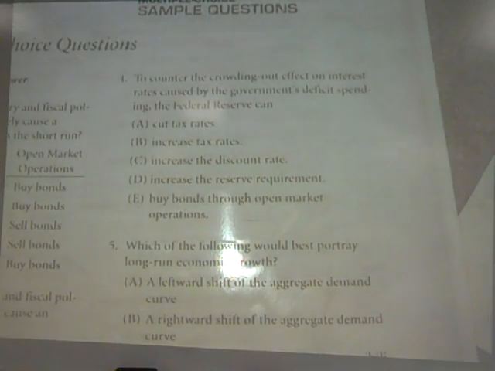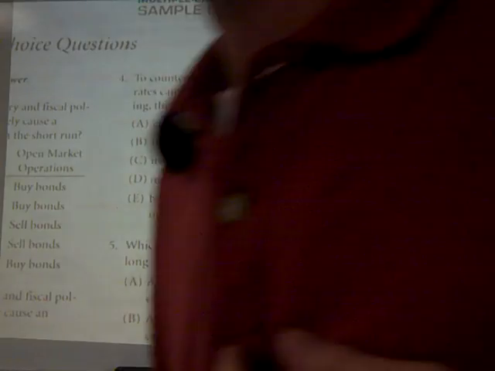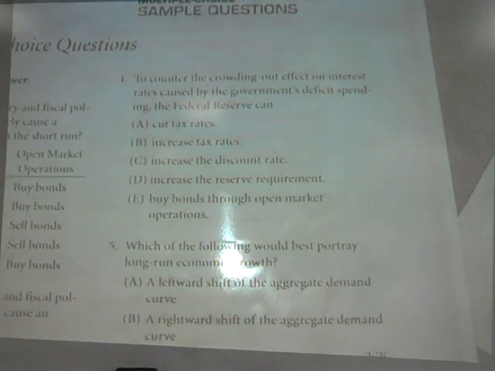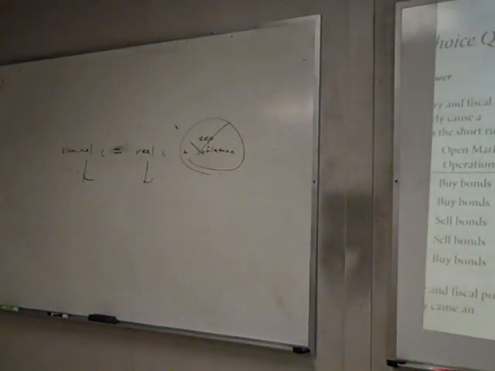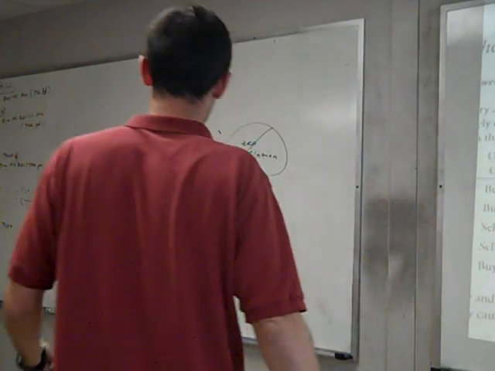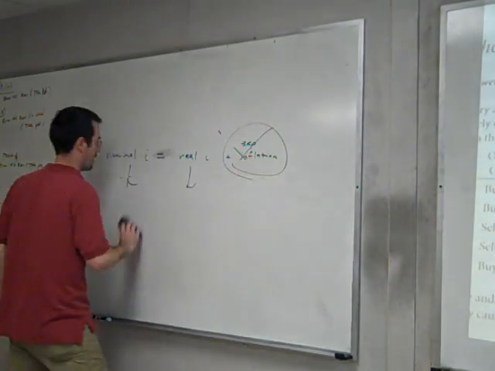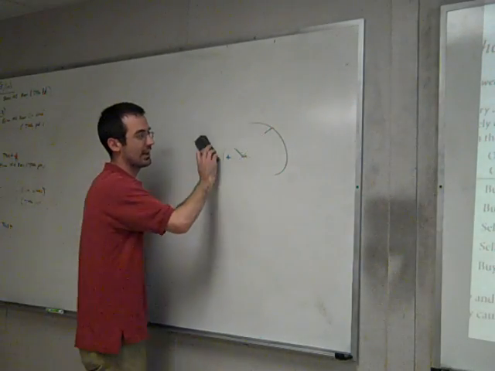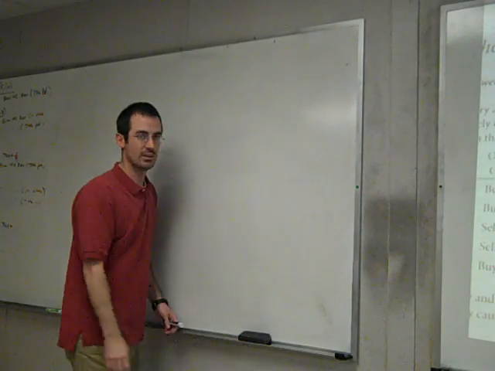To counter the crowding out effect. Here we are. Now we're into some real stuff. I like to say that somebody who can explain crowding out really well is destined to get a 4 on the AP test because they know a lot about economics. Somebody who can explain the net export effect really well is destined to get a 5, I think.